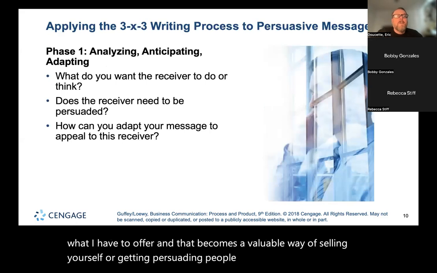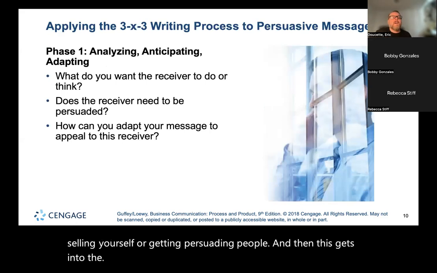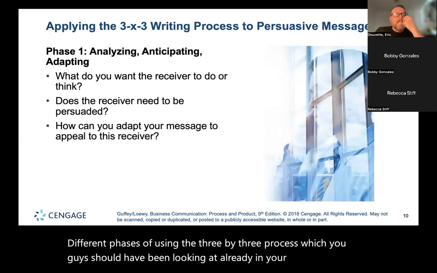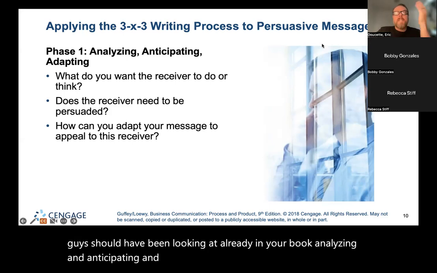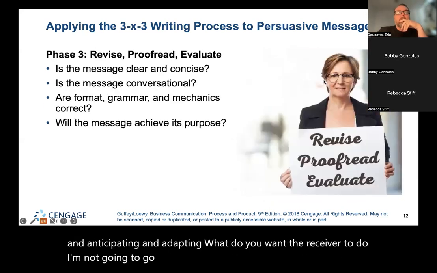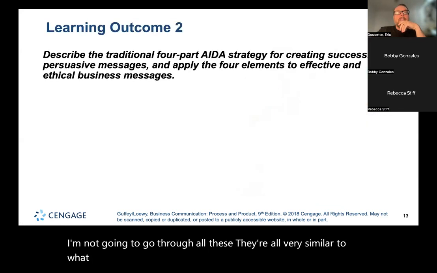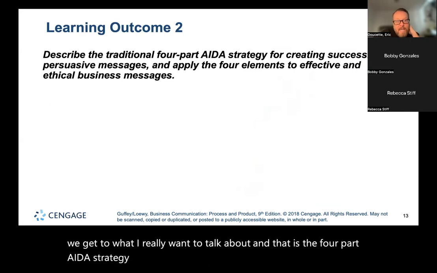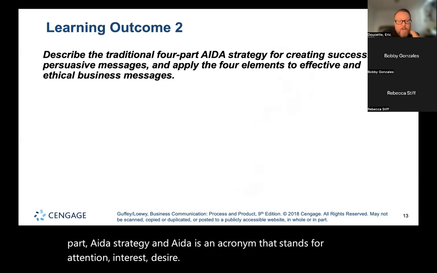And then this gets into the different phases of using the 3x3 process, which you guys should have been looking at already in your book. Analyzing and anticipating and adapting, what do you want the receiver to do? I'm not going to go through all these because they're all very similar to what you've been doing in your other writing assignments. But then we get to what I really want to talk about, and that is the 4-part AIDA strategy. AIDA is an acronym that stands for attention, interest, desire, and action or ask.